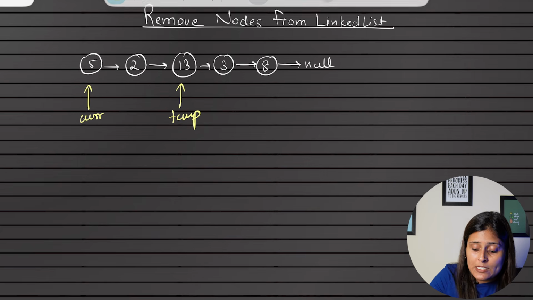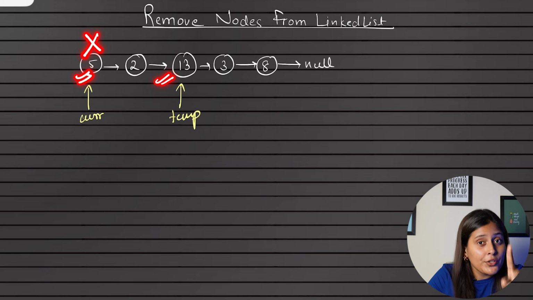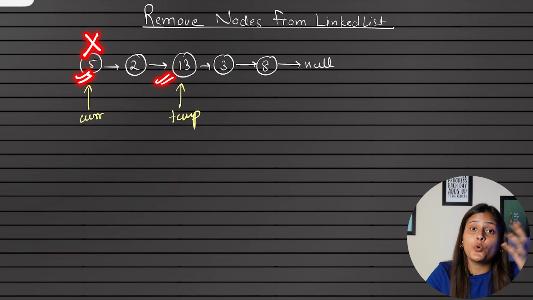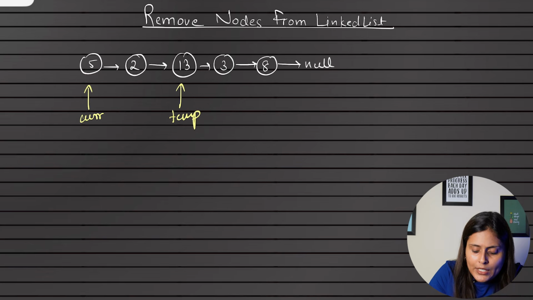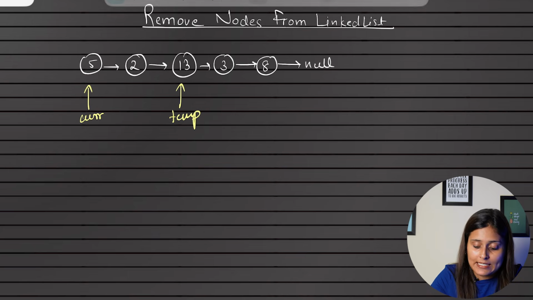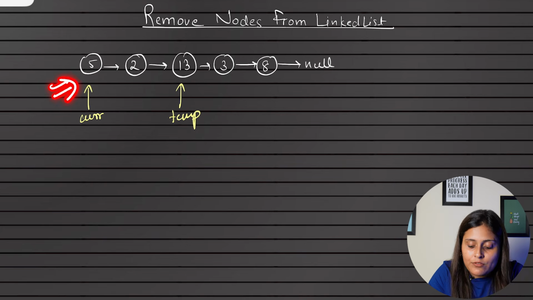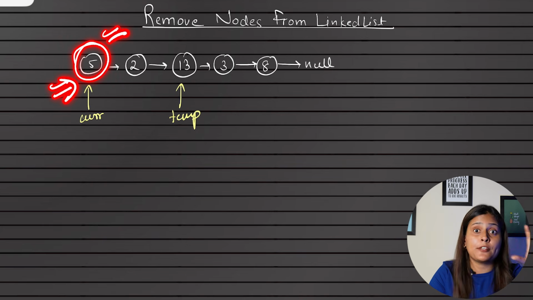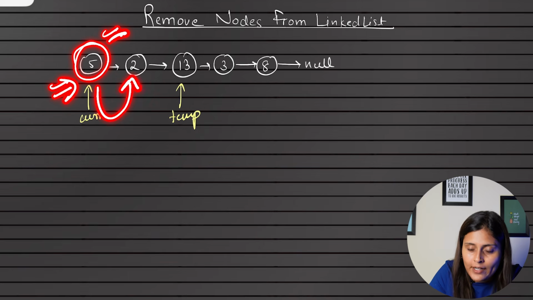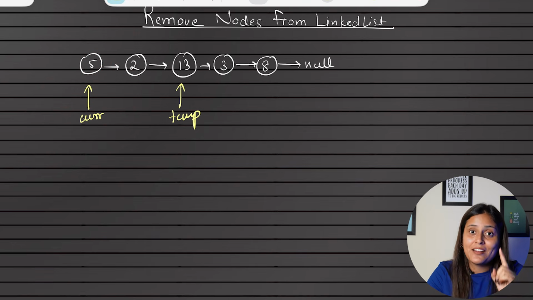Now I'll check, is my temporary value greater than current? Yes, it is. It means I have to delete this current. But if you have understood how to delete a node in a linked list, you know that to delete this node, there should be something at previous, correct? Otherwise it is possible to delete anyhow. In this case, it becomes deleting a node present at the first position, and then you have to move your head ahead.